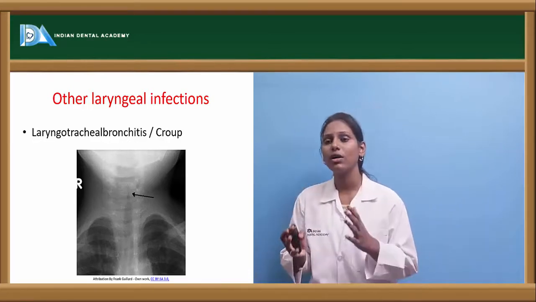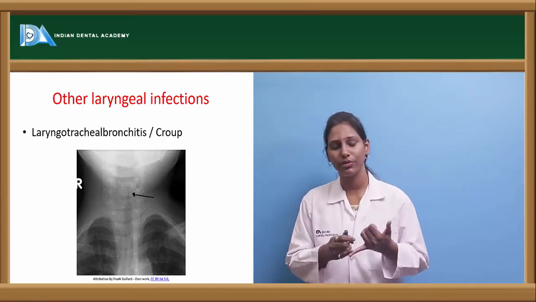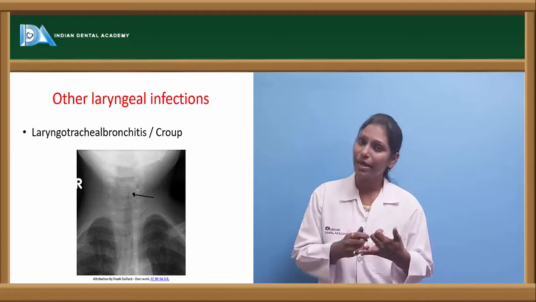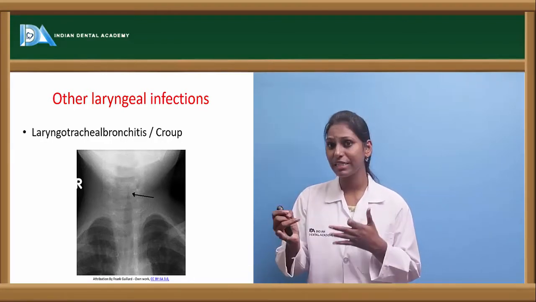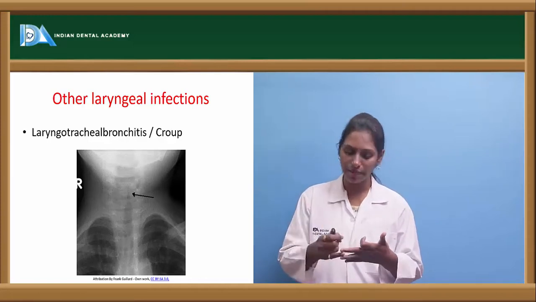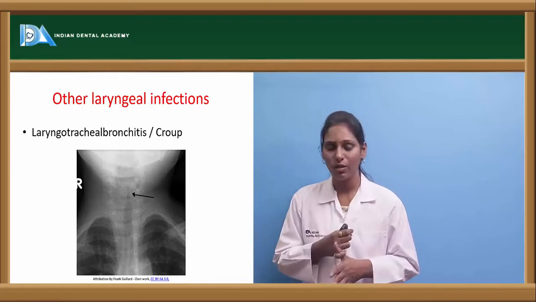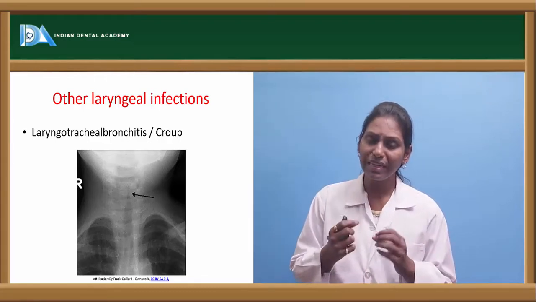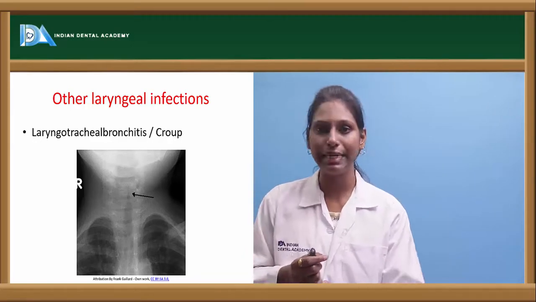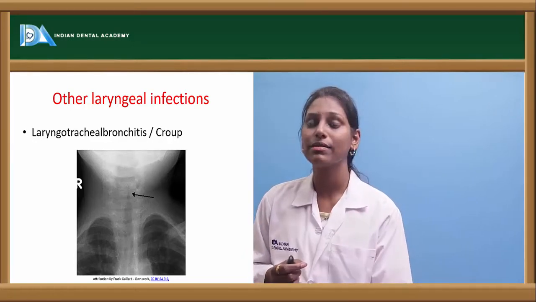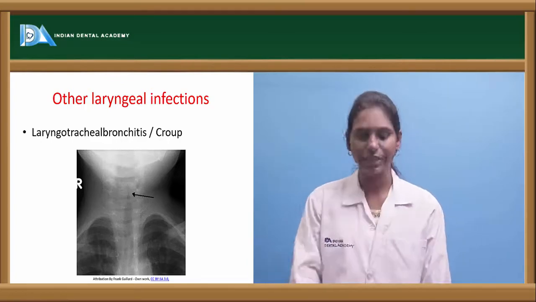It is usually caused by a viral infection. Most commonly, paramyxovirus is the causative organism. We have parainfluenza virus 1 and 2. Especially in adults we see HSV, herpes simplex virus, cytomegalovirus, and also influenza virus. Normally, in laryngotracheal bronchitis we see subglottic edema. This subglottic edema is responsible for the respiratory distress caused in this condition.